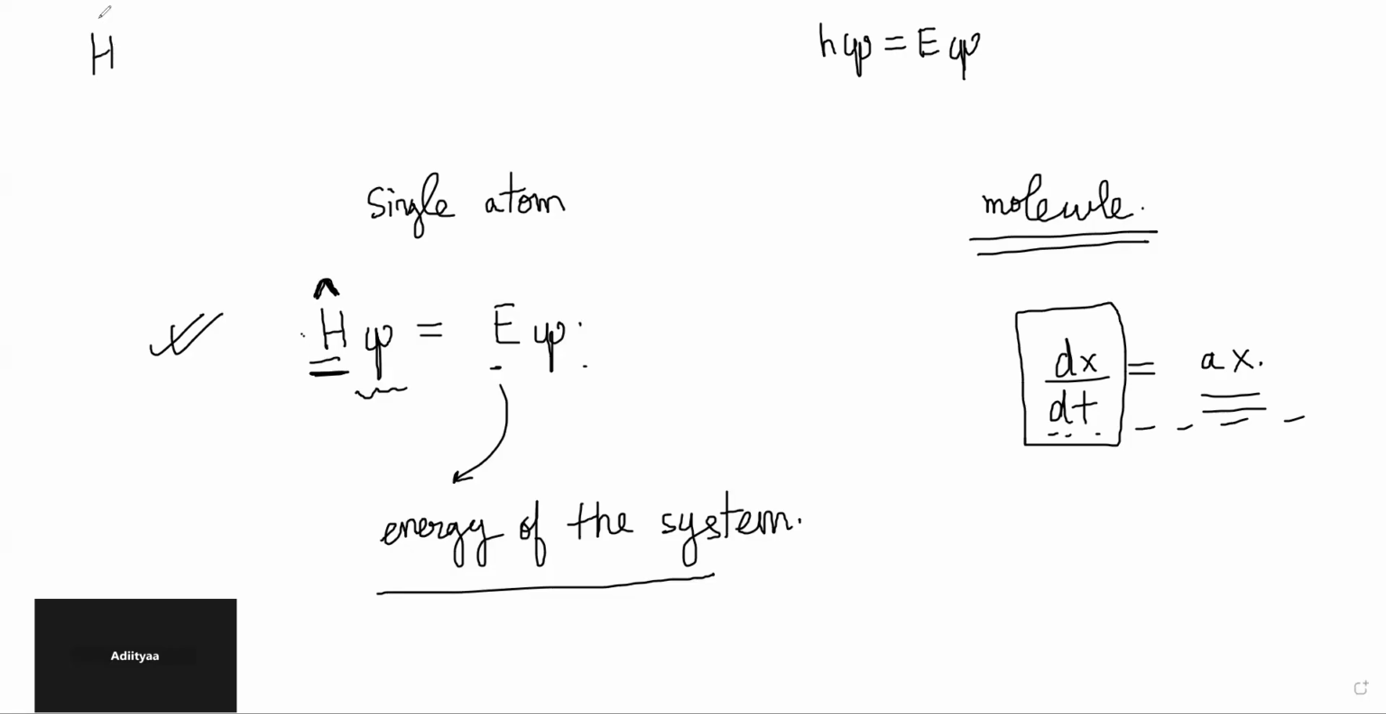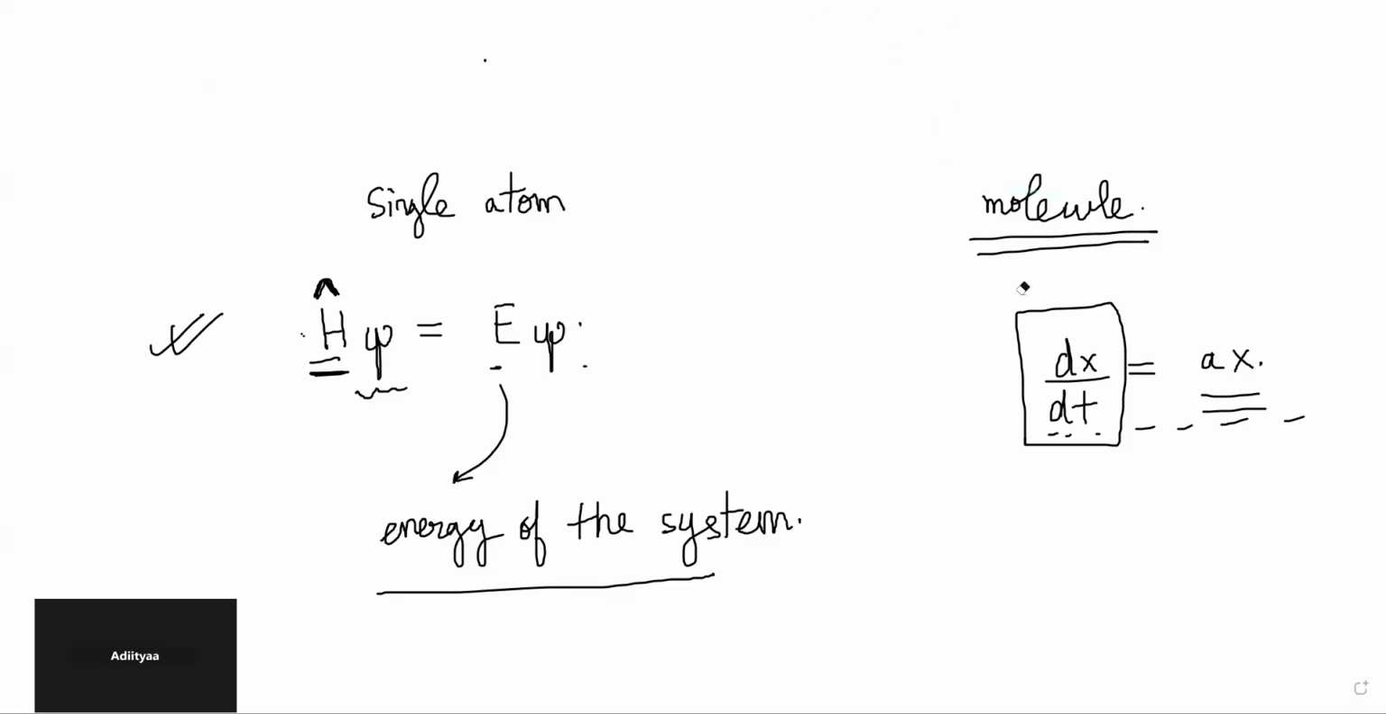The H operator is quite complicated. You have double derivatives involved, plus h square by 2m and all. Many things are there inside it. So that operator is being applied on psi. It is not just available as a psi which you can cancel. Is it clear what I'm saying?